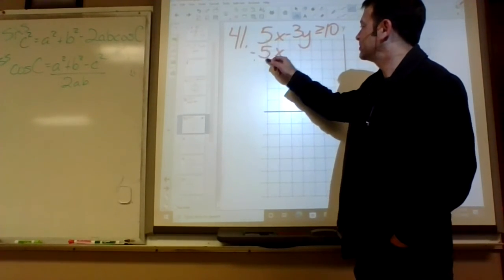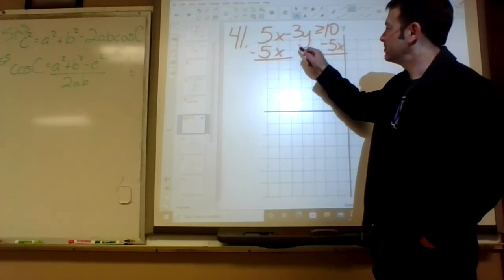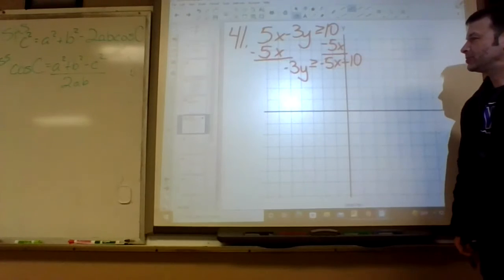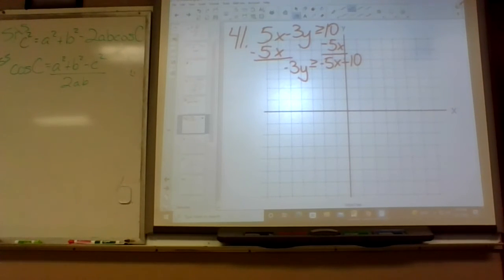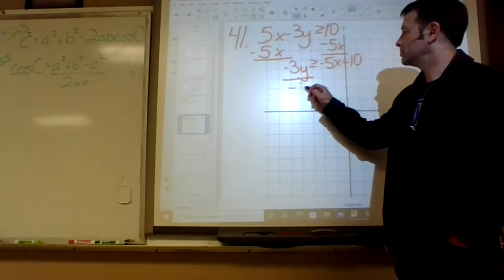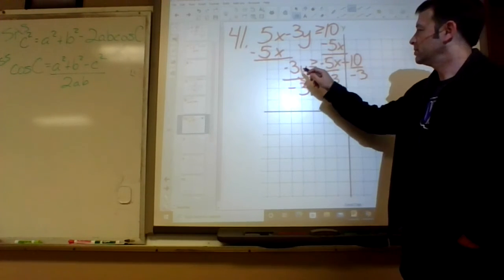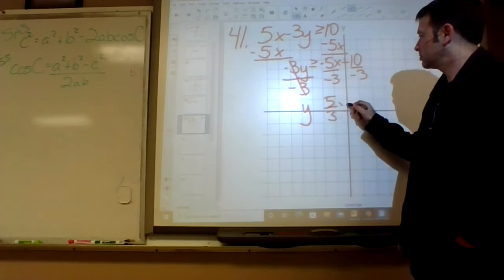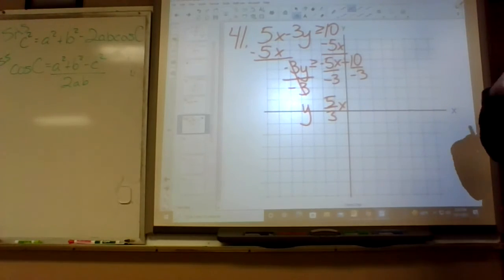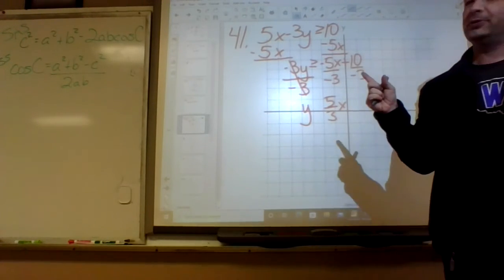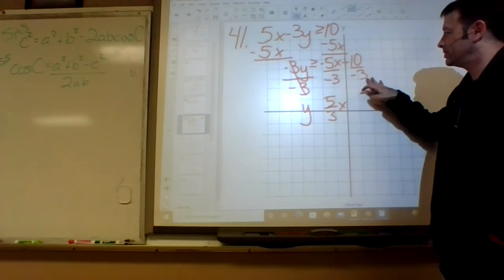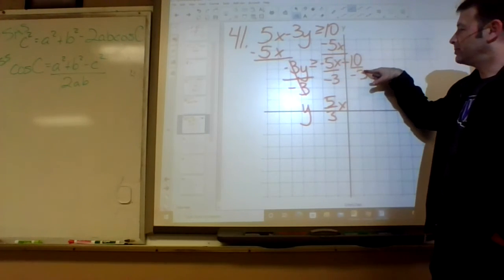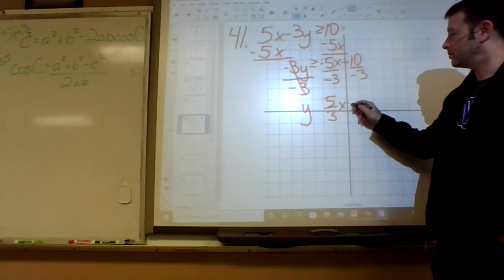Yeah, subtract 5x. I'm going to put minus 5x in front of a positive plus 10. Divide by negative 3. So those go away. What's negative 5 divided by negative 3? 5 over 3. What's 10 divided by negative 3? Negative 10 thirds. Okay, but here's the thing. We need to know the y-intercept, where this is on the y-axis. So it'd probably be more useful if I change that to a mixed number. How many times is 3 going into 10? 3, with the remainder of 1.